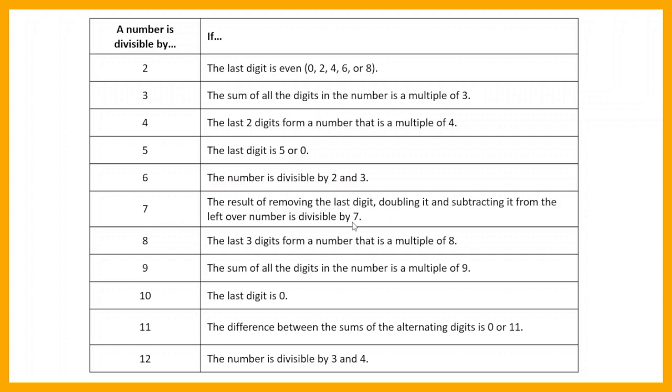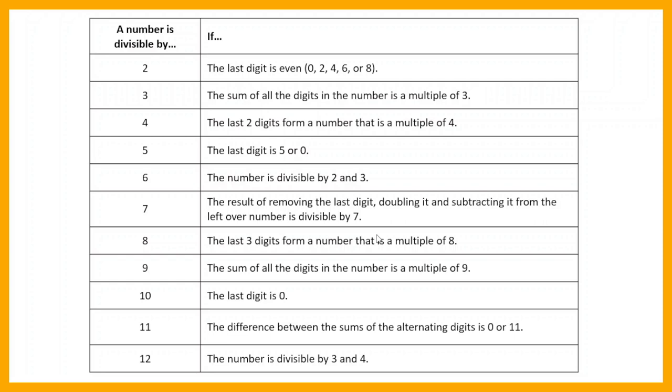It's that the result of removing the last digit, doubling it, and then subtracting it from the leftover number is divisible by 7. But that really is rather complicated, and I don't think it's really worth the time that it takes to do it. So it's easier to just use your calculator, or even to just divide by 7 without a calculator.